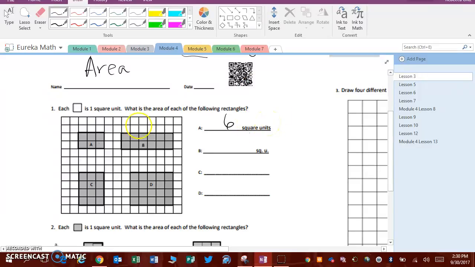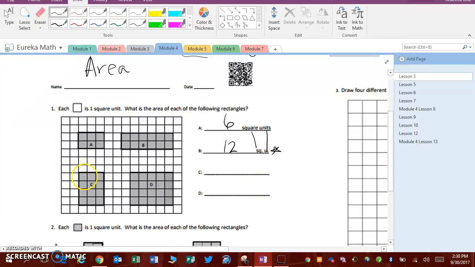Okay, let's go to letter B. Count up the squares to find the area for rectangle B. So I'm going to count by twos. 2, 4, 6, 8, 10, 12. So I'm going to go to rectangle B and put 12. And what they've done here is they've shown you how you can abbreviate square units. SQ period space U period. So you can do that on your homework as well. Don't forget it though. This is important. Okay, because we don't know if it's 12 square units, 12 square feet, 12 monkeys, 12 pieces of pie. Okay, so the label is very important in math.